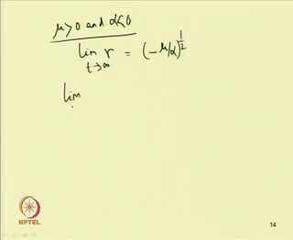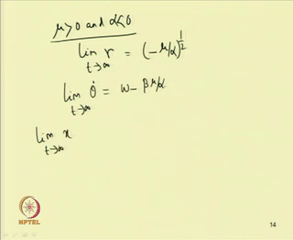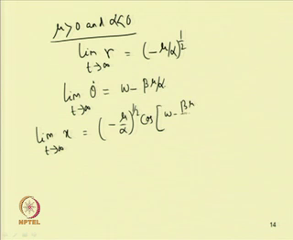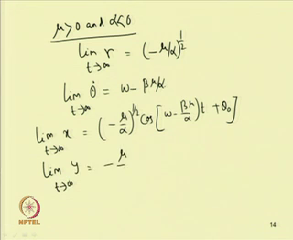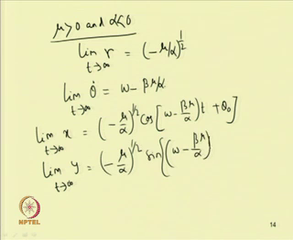Similarly, as t tends to infinity, theta dot equal to omega, so this becomes omega minus beta mu by alpha. So, we can write this equation in this form. As t tends to infinity, x will be equal to minus mu by alpha to the power half, cos of omega minus beta mu by alpha into t plus theta 0, and similarly y becomes minus mu by alpha to the power half, sin of omega minus beta mu by alpha into t plus theta 0.